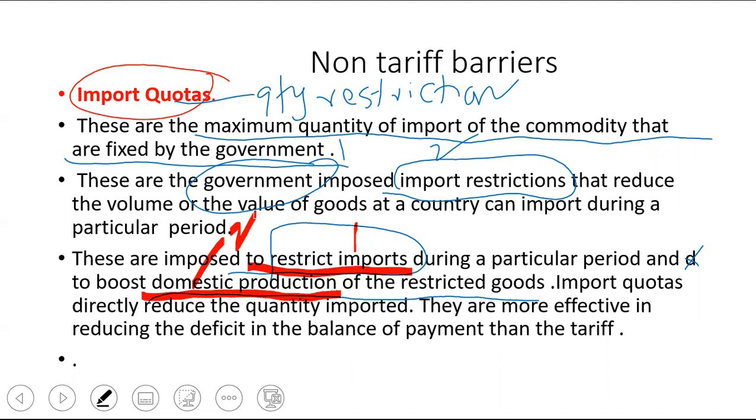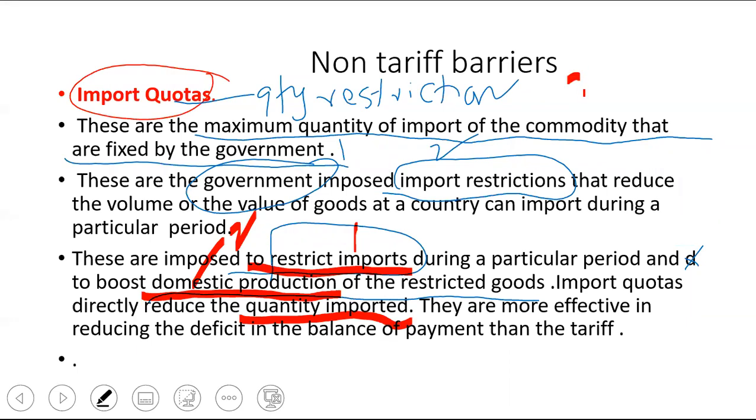Again, I am repeating, there are two basic objectives for the import quota. Point number one, it restricts the imports. Imports को कम करेगा. Second, it will give encouragement for domestic production so that we will become self-sufficient. That is the meaning of it. Import quotas directly reduce the quantity. एक बार कोटा इंट्रोड्यूस कर दिया, अपने आप क्वांटिटी जो इंपोर्ट करते हैं वो कम हो जाएगा.